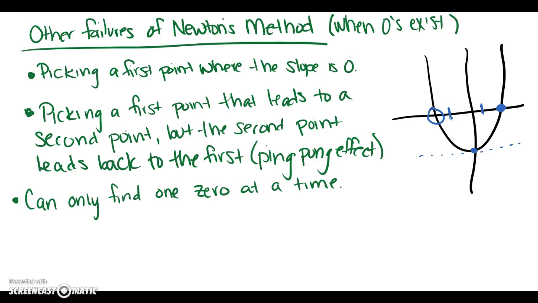So you should always make sure to graph your function first. If I ask you to do Newton's method, see how many zeros there are and make sure to find all of them. Newton's method will only find one at a time. It's up to you, the user, to find all of the values.